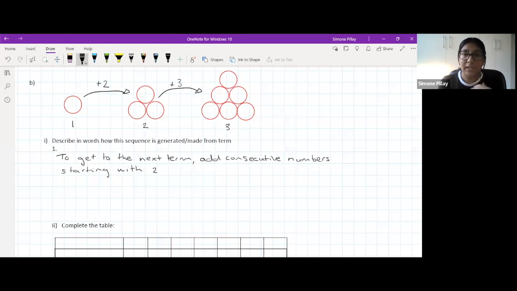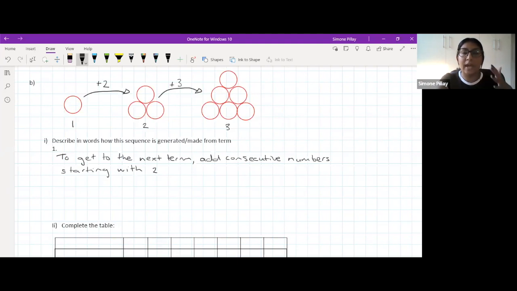You could have also explained this relationship like that. You could have said to get to the next term, we add 2 and plus 1 each time. There are different ways of explaining relationships, so you just have to make it make sense. And as long as you're saying the right thing, you will get your marks. Yes, I see numbers continuously follow each other. You guys are 100% correct. So I hope this makes sense.